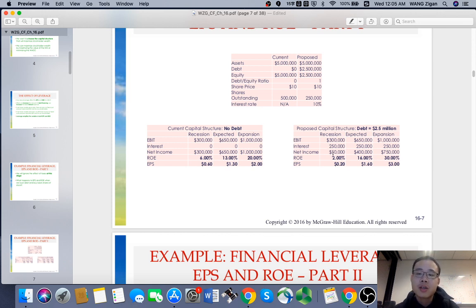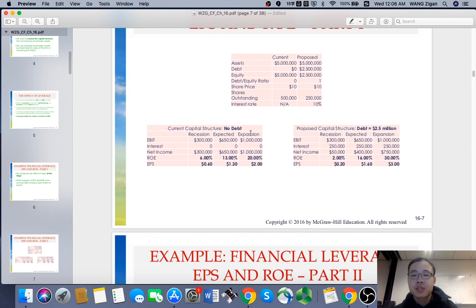As you can see, you can also calculate the ROE and EPS by dividing the equity value here and the outstanding number of shares here. So 50,000 divided by 2.5 million will be 2%. And the 50,000 divided by 250,000 will be 20 cents.